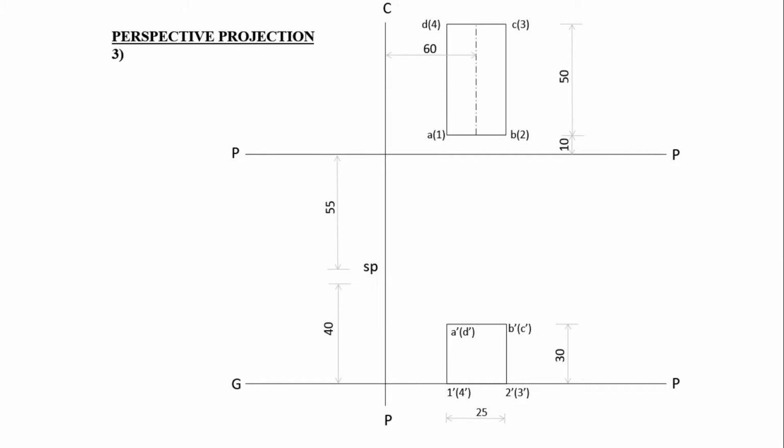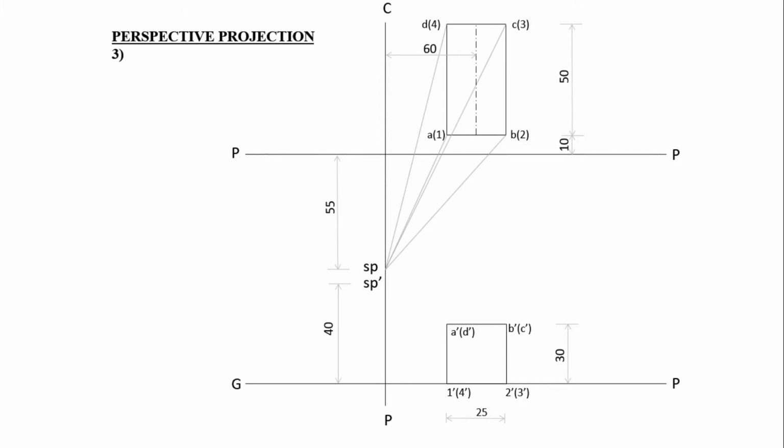Now 40 millimeter above the ground plane, that is in the front view, it is 40 millimeter above the line representing the ground plane. The front view of the station point is also marked. So the front view and top view of the entire arrangement is completed right now.